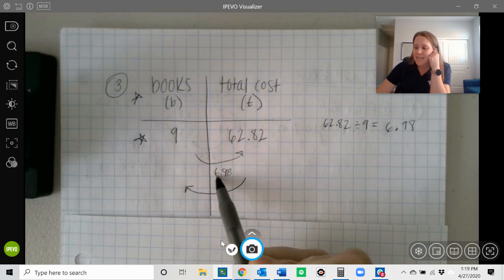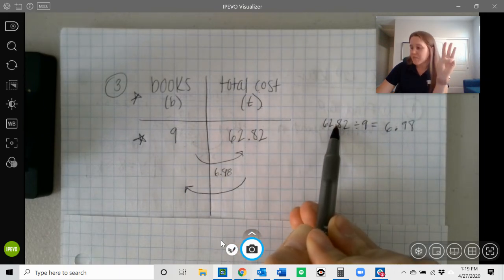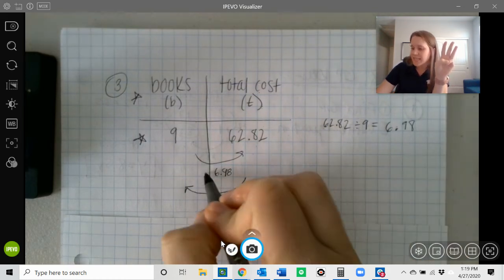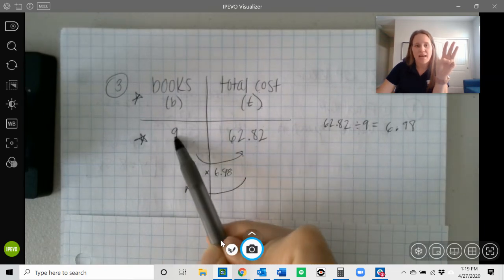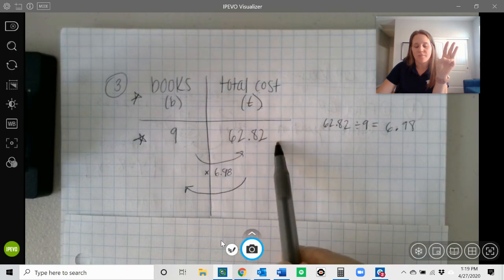So if I want to know 9 times something equals this, I'm going to use division. Remember, that's one of the 3 ways I can find the constant of proportionality: do y divided by x, or in this case, T divided by B, and I got $6.98. I double checked by calculating 9 times 6.98 equals, and I got this total.